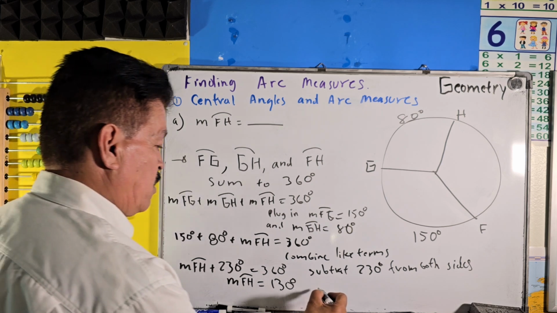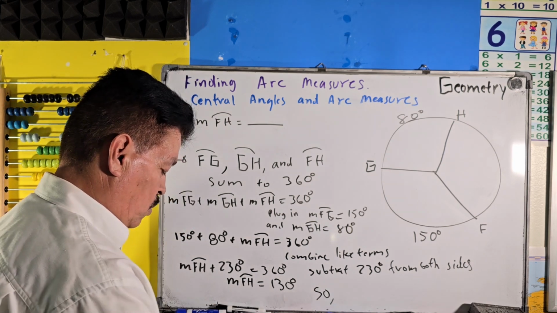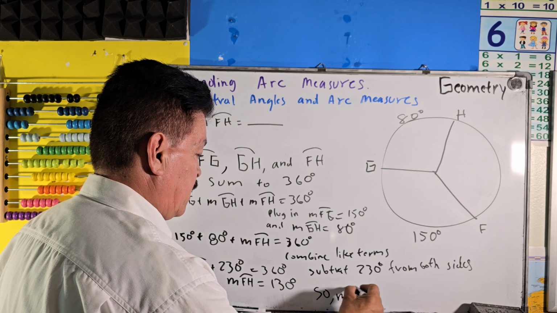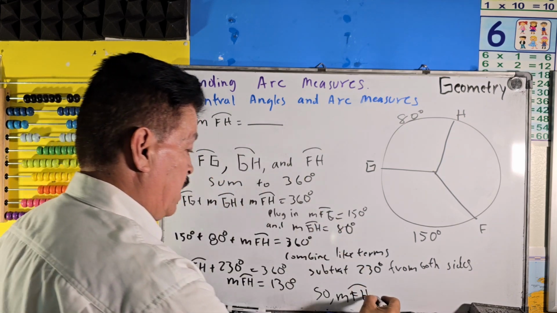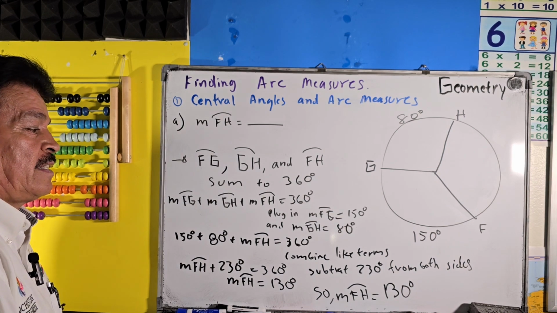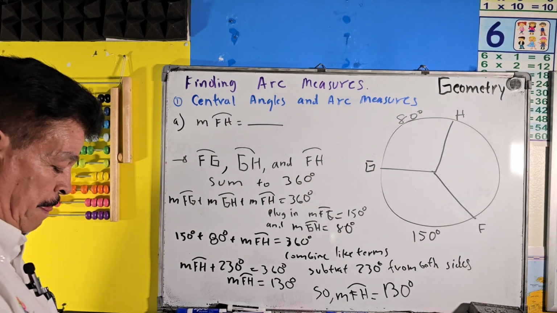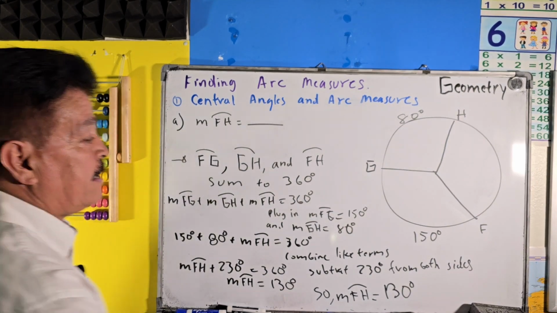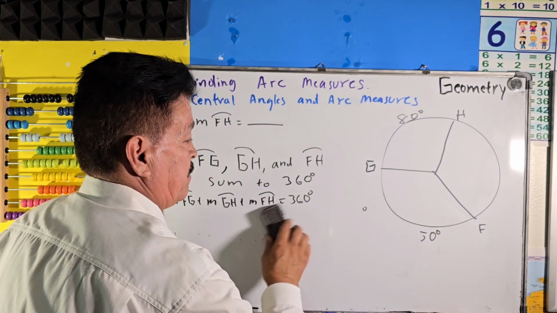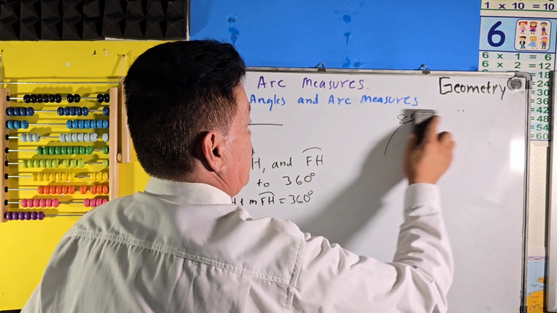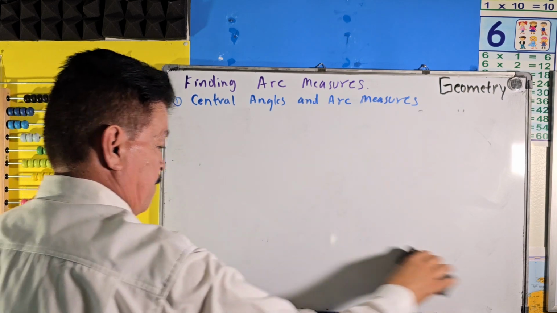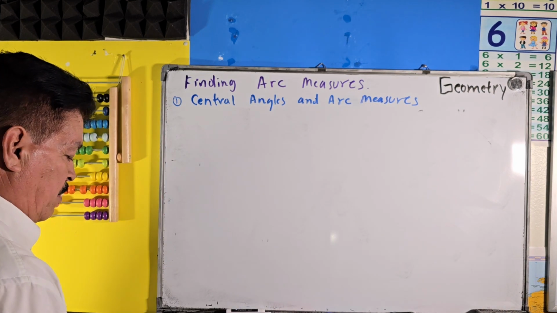So the answer or conclusion is that the measure of FH, which is our question here, equals 130 degrees. That's the solution to our problem. So let's solve another problem. It's very simple, very easy. Let me write another problem.